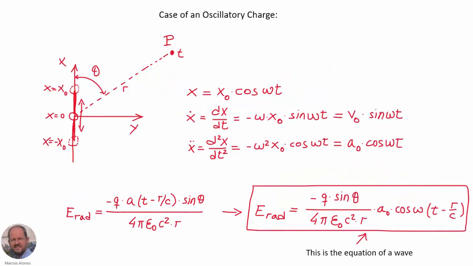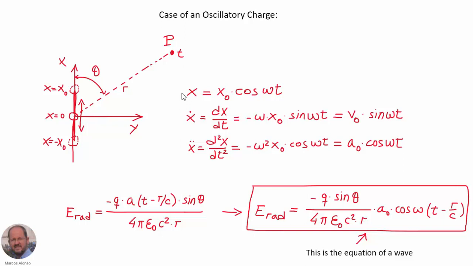And now we are ready to study the case of an oscillatory charge in which the charge is describing a simple harmonic motion as shown here. And this could be the case of a charge accelerated by thermal energy. So in this case, we want again to obtain the field at a given point P and at a given instant T. In the case of a simple harmonic motion, it is very easy to analyze.